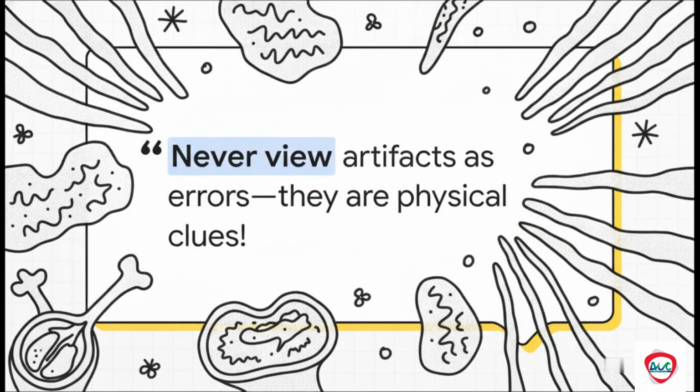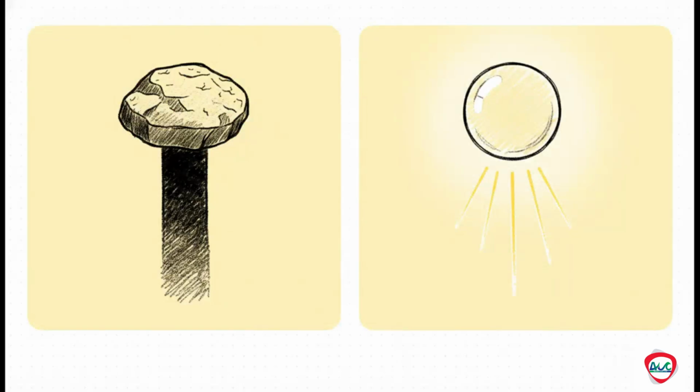Now, what's really interesting about this concept is how it fundamentally changes our mindset. It's so easy to get frustrated by image glitches, but a master sonographer lives by this rule. Never view artifacts as errors. They are physical clues. Seriously, artifacts are just sound waves interacting in totally predictable ways with extreme anatomy. Let's contrast two incredibly common ones to show you what I mean.